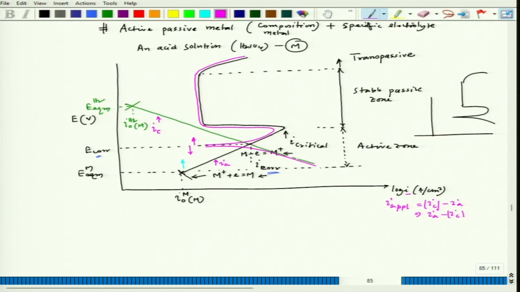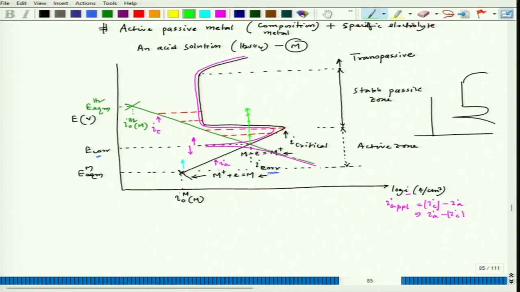So now if we start doing anodic polarization, let's see what happens. So anodic polarization will start towards this direction. Now let's say I go to this level. Then I go to the maximum, corresponding to I critical, because I am moving up. Then I go to this level. Then I go to this level as I am moving up. So my potential is gradually moving up since I am employing anodic polarization.